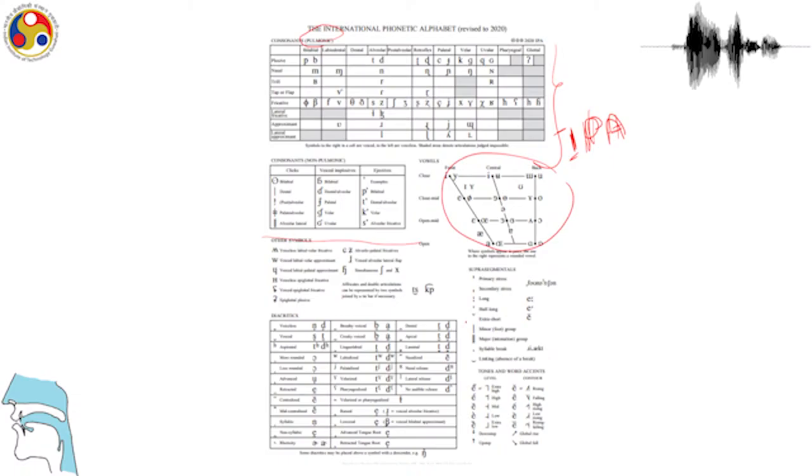which are quite unique in the way they're produced: the voiced labial-velar approximant and the voiced labial-palatal approximant. We tried to discuss those sounds when we discussed the sounds of the world's languages. Now, apart from that, we also have the diacritics.